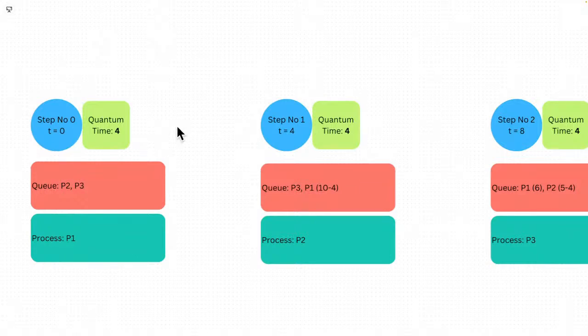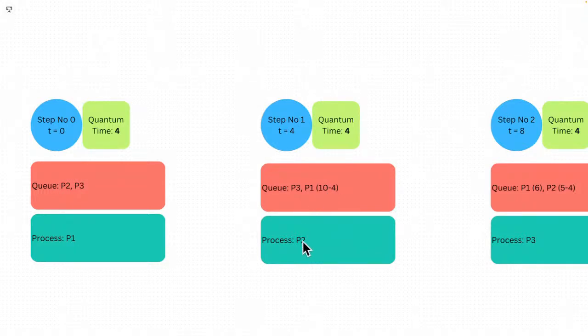So we're going to go through each of these steps and just take a look at what's in the process and what's in the queue, and just see how we actually get to a completion of these 3 processes. So going from step number 0 to step number 1, we notice that process 1 is going to take 4 units of time, and that's going to take away 10 minus 4, so that's going to leave us with 6 units of time.